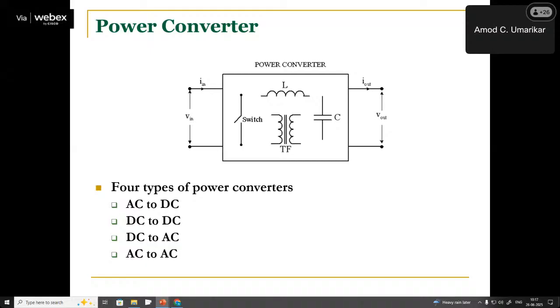So generally power converters are of four types: AC to DC, DC to DC, DC to AC, and AC to AC. And this is a general block diagram of any power converter. There will be a switch, there will be two storage elements, L and C, and there will be a transformer. As per the applications, these elements will change. The only invariable element will be which one? In this configuration, which will be the component that will be there by default in any power converter? Which will that be?